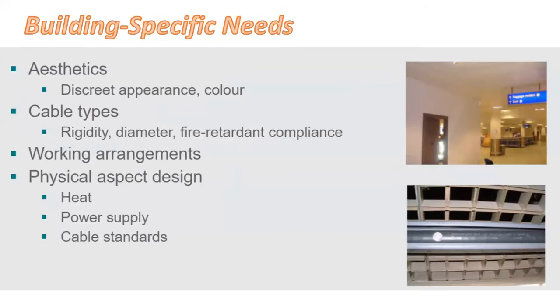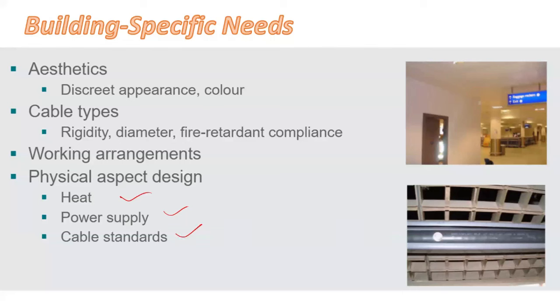Apart from RF requirements, in-building design should have some building-specific considerations. It may be related to aesthetics, so the color of cable and the color of antenna should match our walls and our buildings. Then we have the cable types, so we should think of the rigidity, diameter, and fire retardant compliance. We have to think of the working arrangement as well. Also, physical aspect design like heat, power supply, and the cable stand.